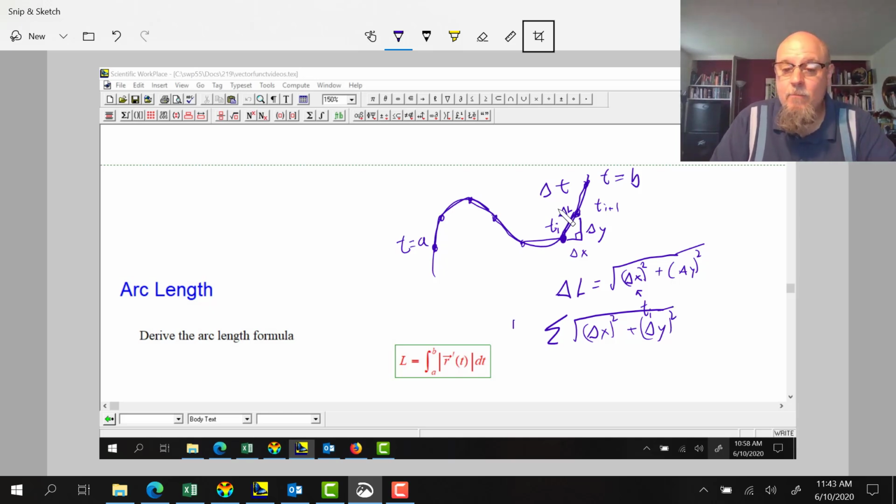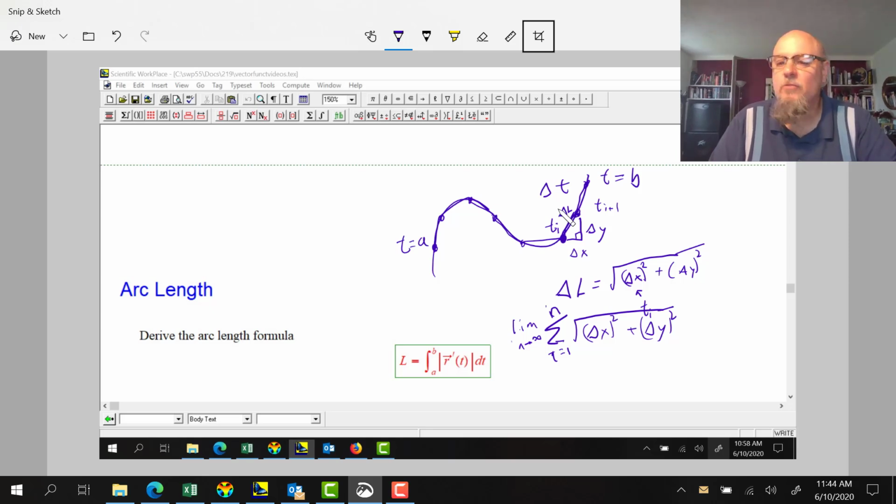And I'm going to take the limit as n, the number of snapshots I take as we go from a to b, goes to infinity. Now the limit as n goes to infinity of a sum, starting at t equals 1 and going to t equals n, starts to look like our familiar limit definition of an integral. That's exactly where I'm going. But I need to know, with respect to what am I integrating?